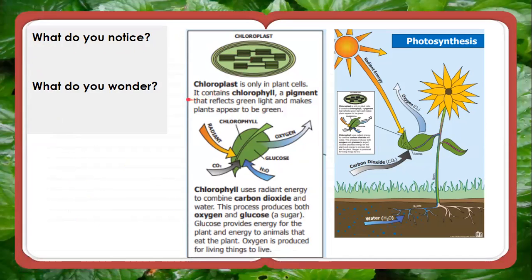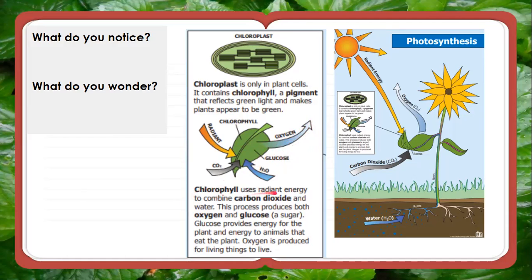Chloroplast. Chloroplast is only in plant cells. It contains chlorophyll, a pigment that reflects green light and makes plants appear to be green. As you can see in the picture, the leaf is made up of chlorophyll, radiant energy, carbon dioxide, and H2O. I think it's hydrogen and glucose, and it's releasing oxygen.